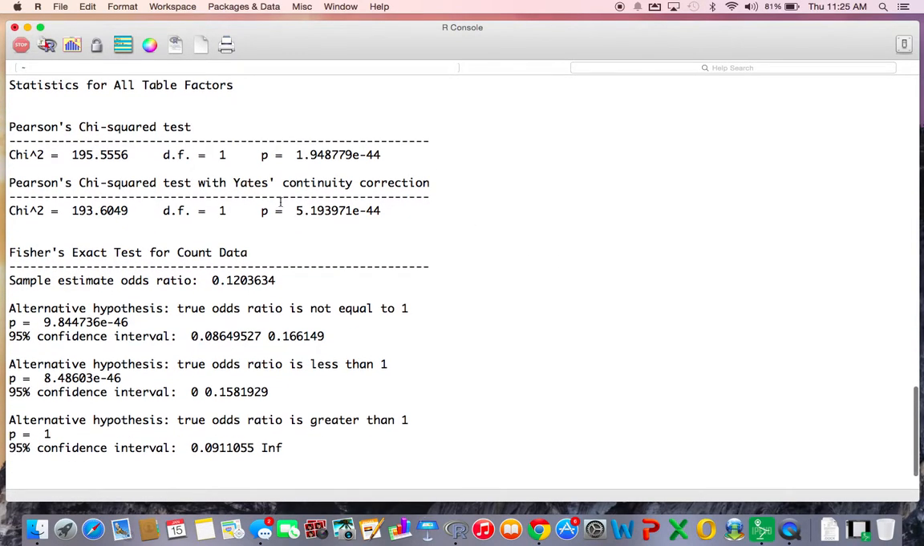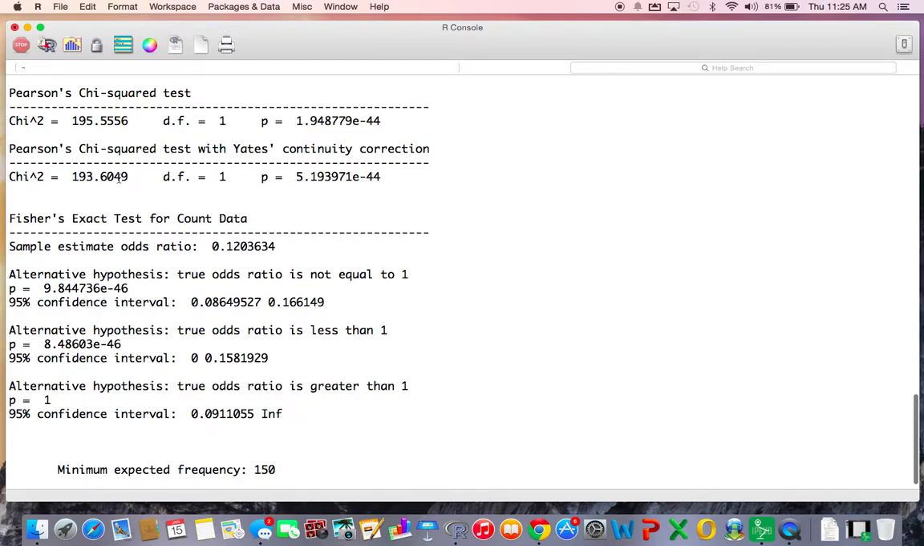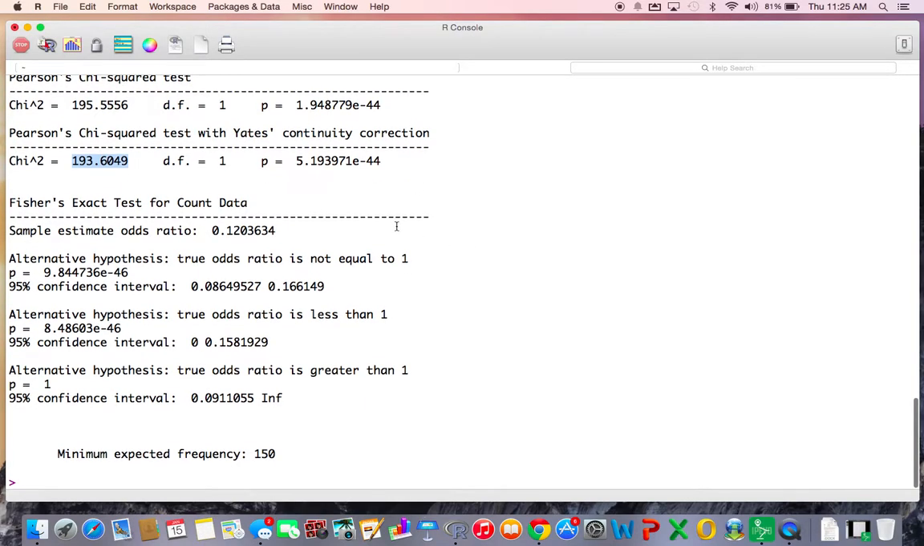So guys, come on down, and you can see our Pearson Chi-Square was 195.56, and our p-value is extremely small. Next is the Pearson Chi-Square with the Yates continuity correction. Notice that just as we expected, the test statistic went down, so the p-value went up a little bit. These are such small numbers that going up that much really didn't amount to much.